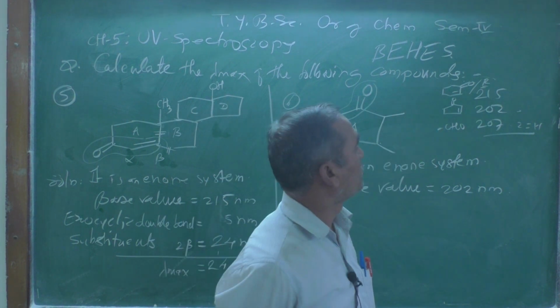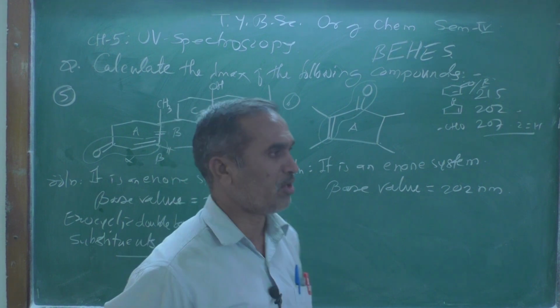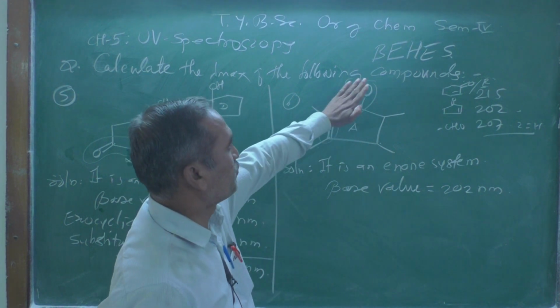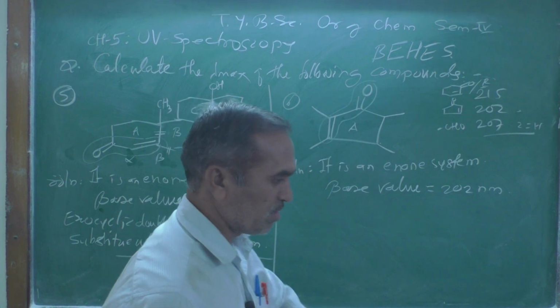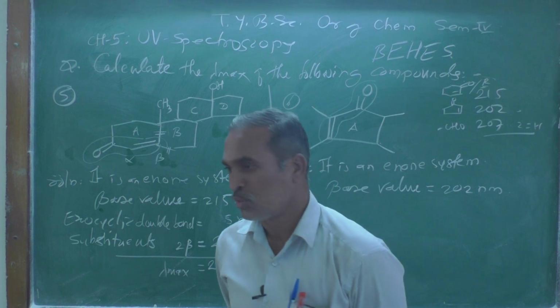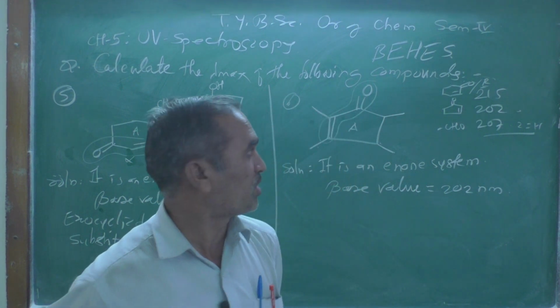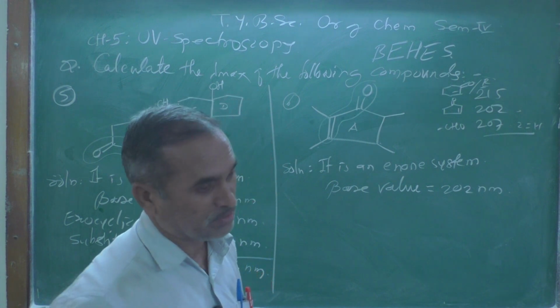Next one, E stands for extended conjugation. If you observe this structure carefully, only the enone system is there, no extra double bond present over here, and therefore no question of extended conjugation. Now just substituent.